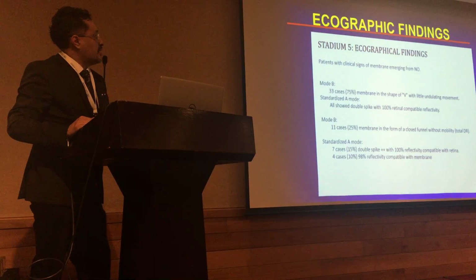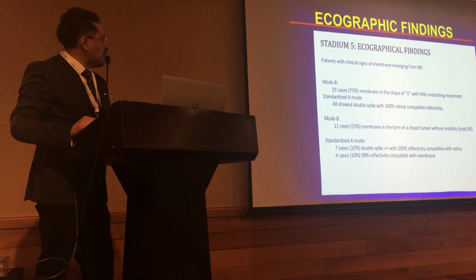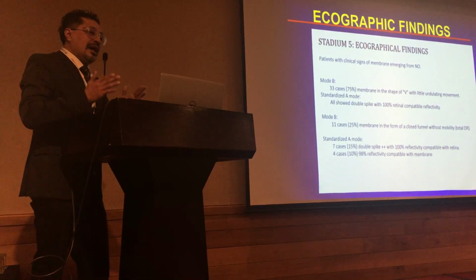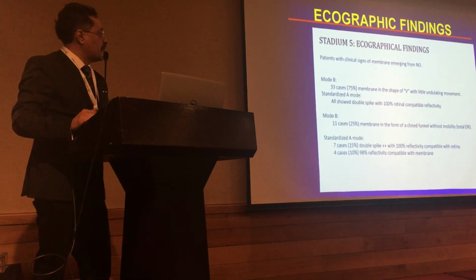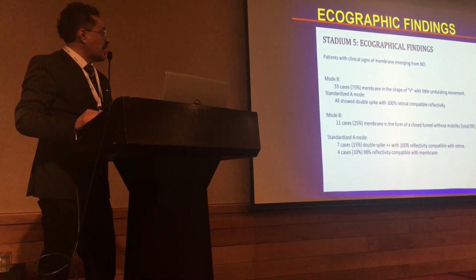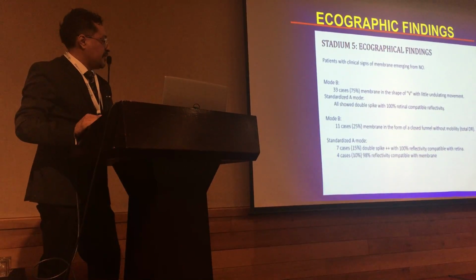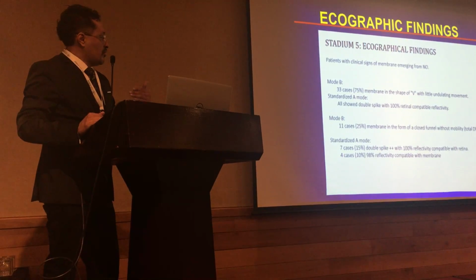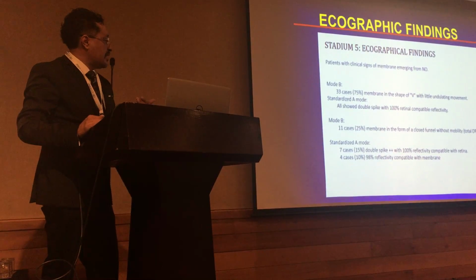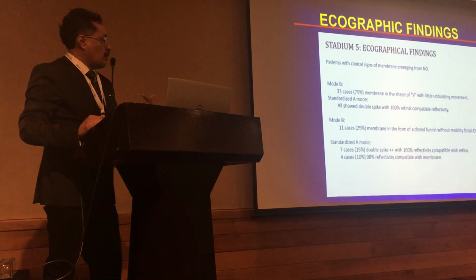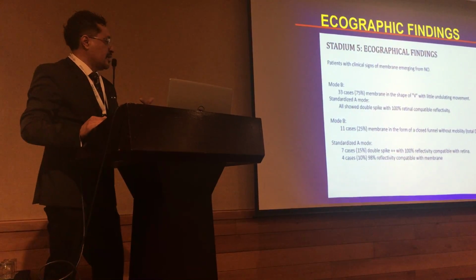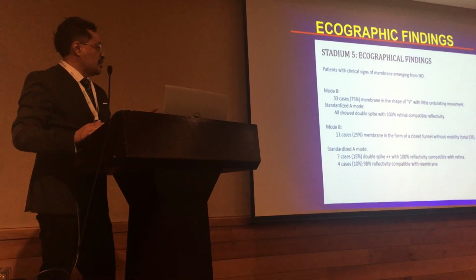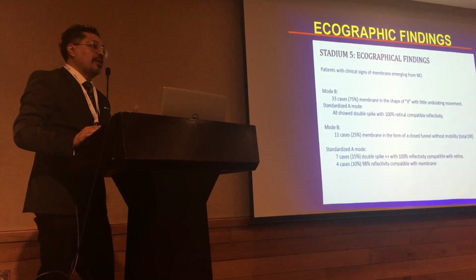In the 5th stage, the echographic findings in B mode, we had 33 cases where 75% had a membrane emerging from the optic nerve, yes, and all showed 100% retinal compatible reflectivity. That means there's a positive A1 result. But in the other 11 cases, we have 7 cases that have double spike and 100% reflectivity with retina. That means we stay the same as the clinic results. But only in 4 cases, we don't have this compatibility.